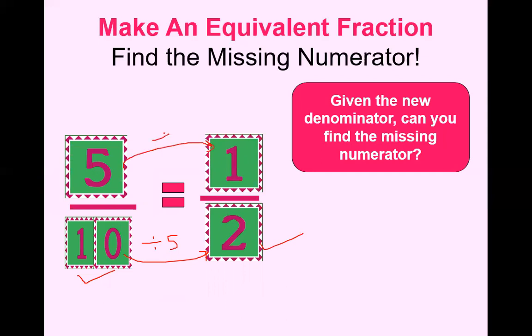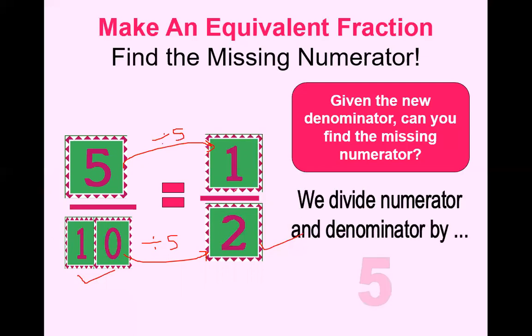So when you divide it by 5, what do you have to divide by 5 to get 1? Only 5 itself. So 5 divided by 5 will give you 1. So 5 by 10 is equal to 1 by 2, right?